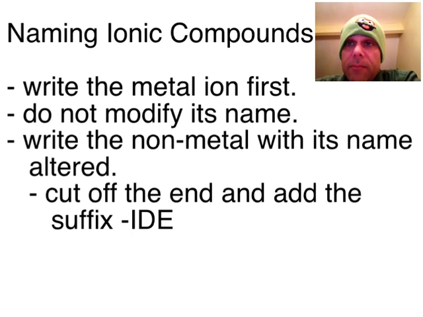Now to naming them. To name them, we write the metallic ion first. Do not modify its name. Next, write the nonmetal with its name altered. How do you alter it? Cut off the end and add the suffix -ide. In reality, because it's at the end, it would be lowercase -ide. Let's try some.